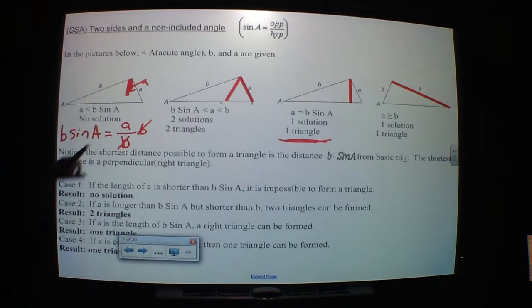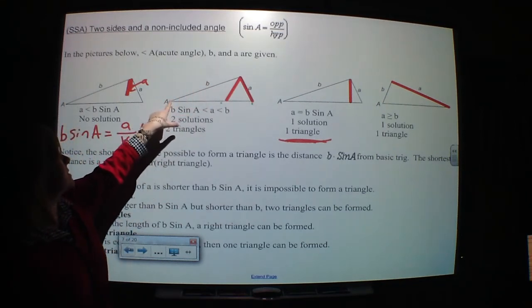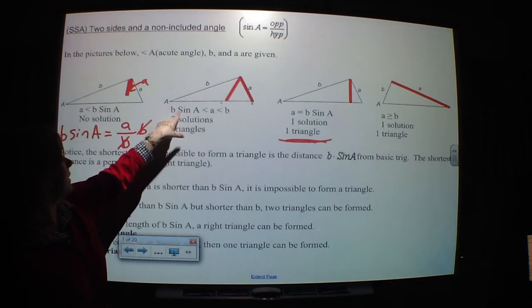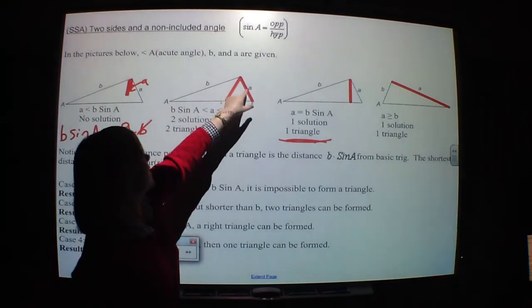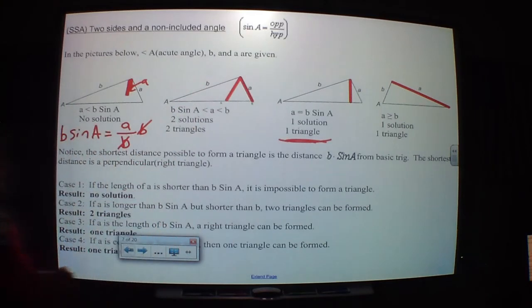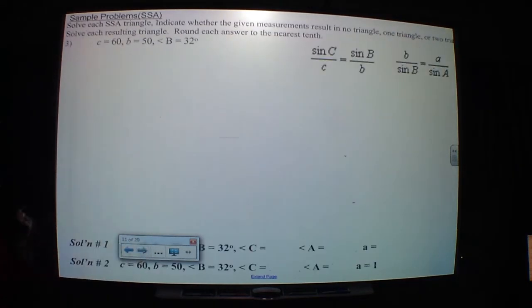here, right here, you'll see that this side times the sine of the angle is less than this opposite side. But this opposite side also is smaller than this one for that one. So on that one, if you do that, you will make two triangles. So this will have two solutions when you do it.